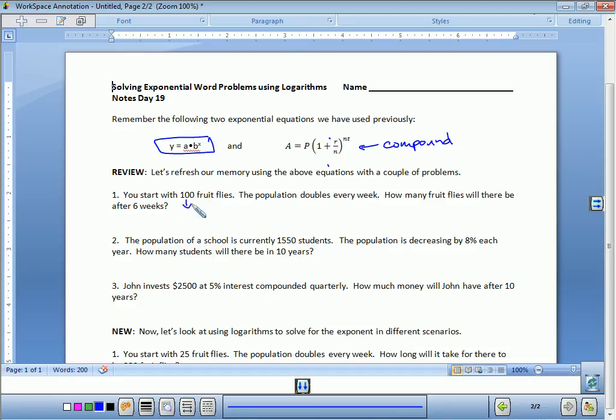All right, so in this case, our initial amount is that 100. So A is 100. The population doubles every week. So our multiplier, our B is 2, and our time unit is in weeks. So how many fruit flies will there be after 6 weeks? So they gave us this in weeks. So this is straight back review. So it would be 100 times 2 to the 6th.